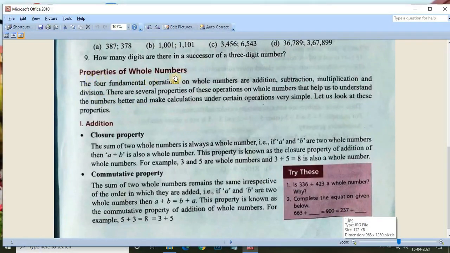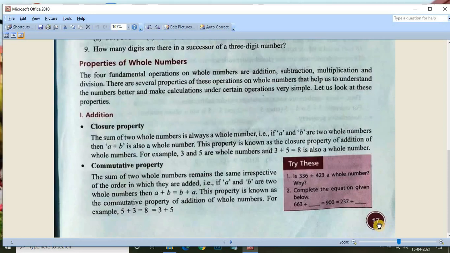As you can see here clearly in page number 17, properties of whole numbers. The four fundamental operations on whole numbers are addition, subtraction, multiplication and division. There are several properties of these operations on whole numbers that help us to understand the numbers better and make calculations under certain operations very simple. Let us look at these properties.